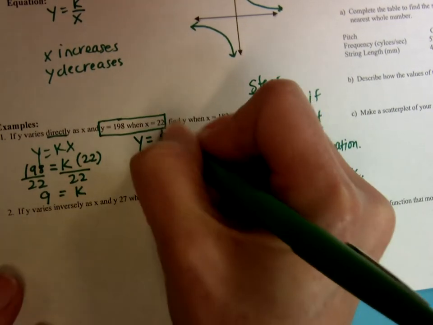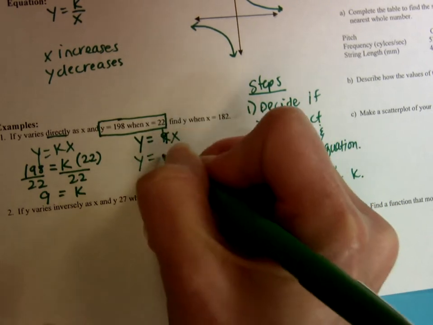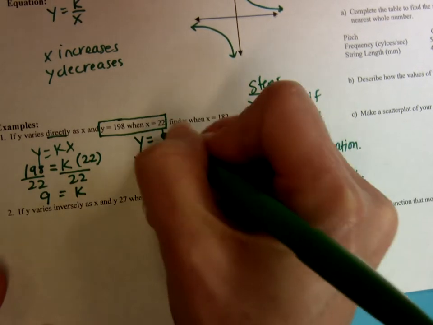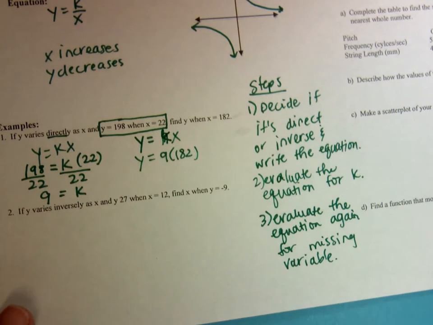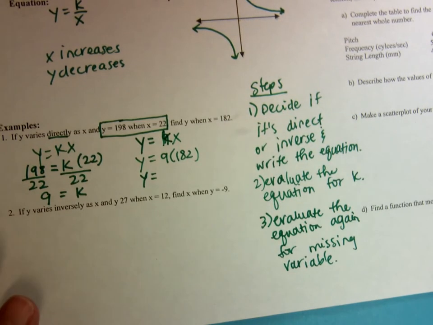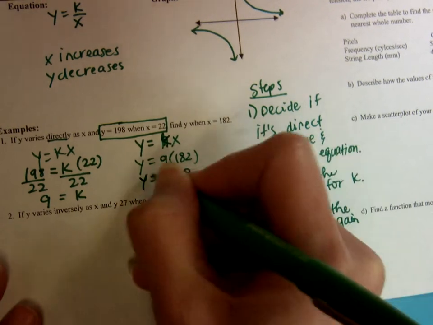Sorry, let's go ahead and write the equation first. So in place of the y is just a y. In place of the k, it's a 9. And in place of the x, it's 182. So we wrote the equation again, and we are solving. So 9 times 182 is 1638. Very good.